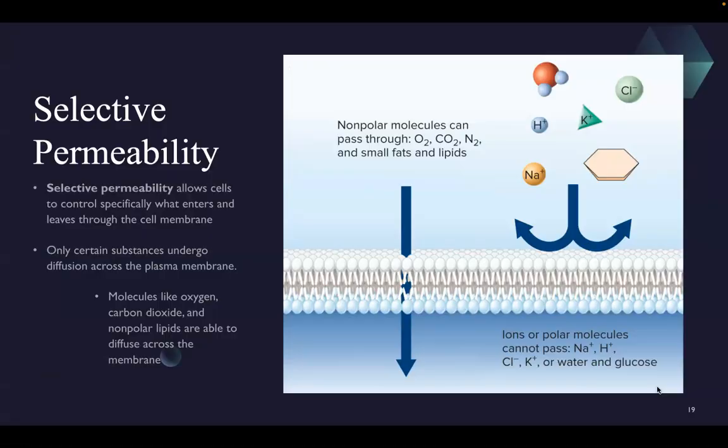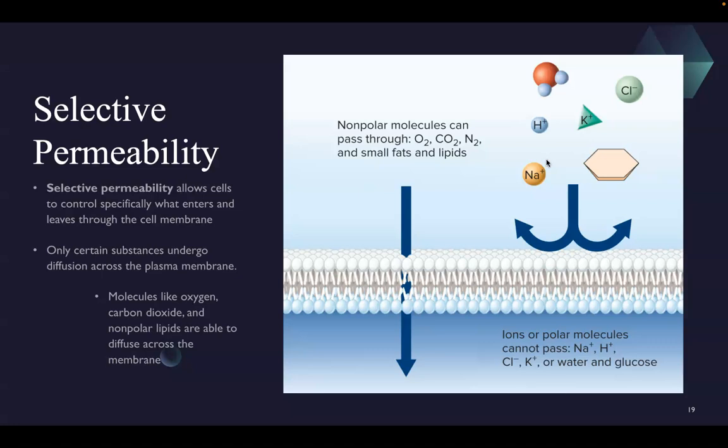Okay, when we're discussing selective permeability of a membrane, that just means not everything can come through. There's a list of what can come and what can't. Nonpolar molecules can pass through the phospholipid bilayer because they are permeable. They are able to pass through. But that doesn't mean that anything can come through. It's not like we could take any sugar or hydrogen ion or sodium ion and just pass through without any effort. Only certain substances undergo diffusion across the plasma membrane. These molecules are like oxygen, carbon dioxide, and nonpolar lipids.